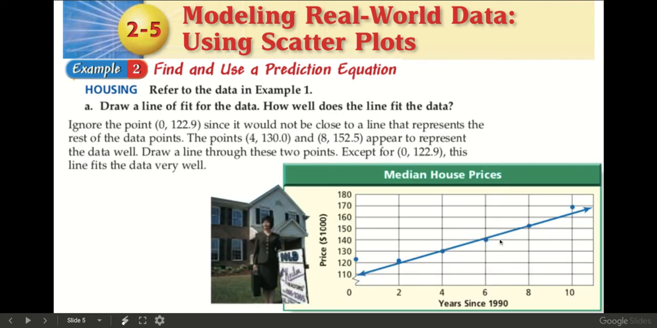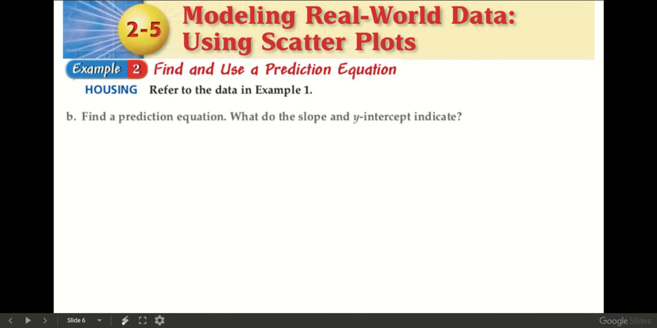So first thing, if I pick these 2 points here, these are the 2 points that I'm going to use for my prediction equation. So the first thing I'm going to do is use my slope formula, and I'm going to use the 2 points that I chose for my data set as my 2 starting points. And then I find the slope between those 2 points. And remember, the 2 points that I picked were 4 and 130 and 8 and 152.5. Right? So the slope is approximately 5.63.